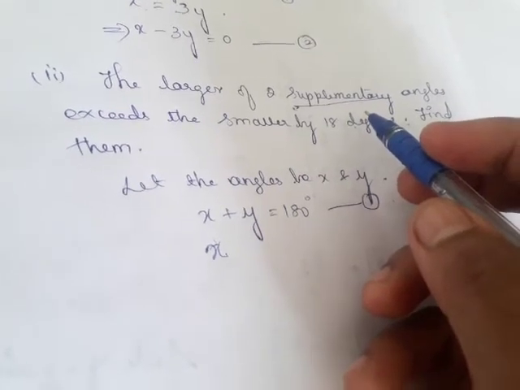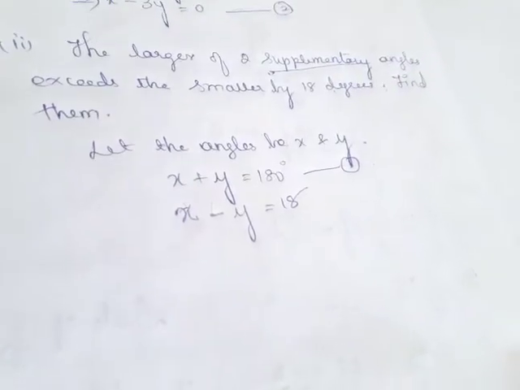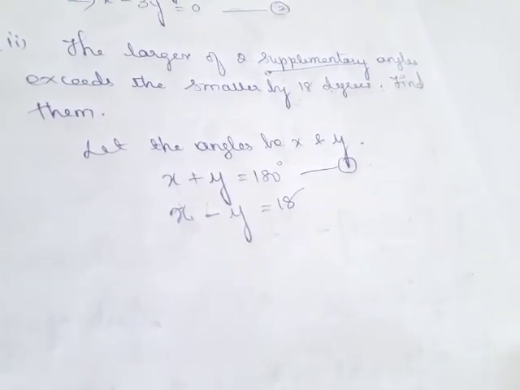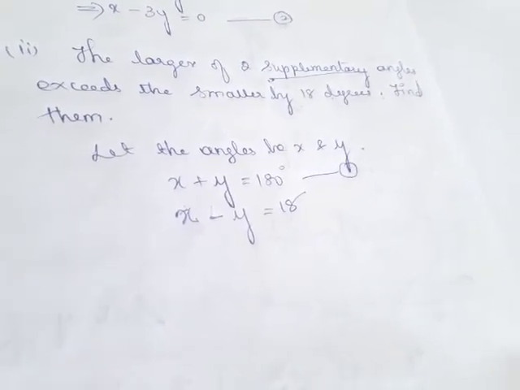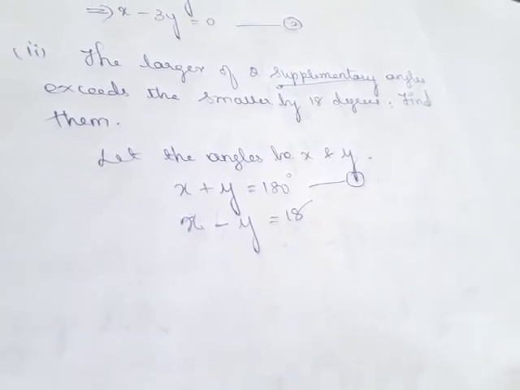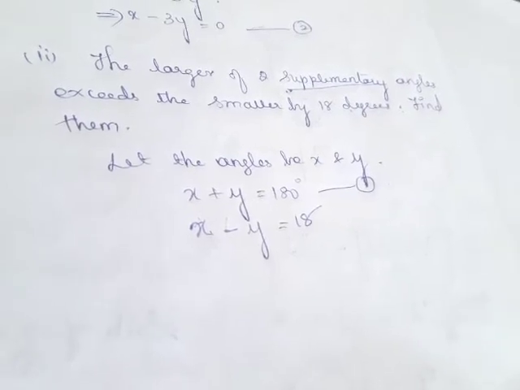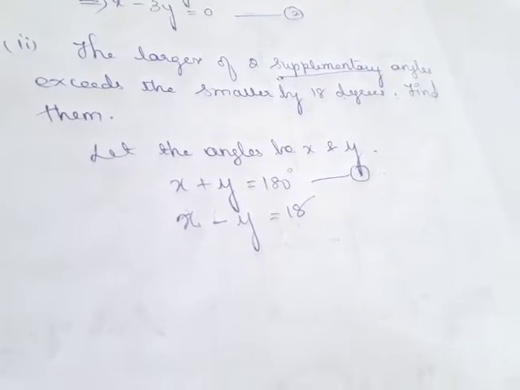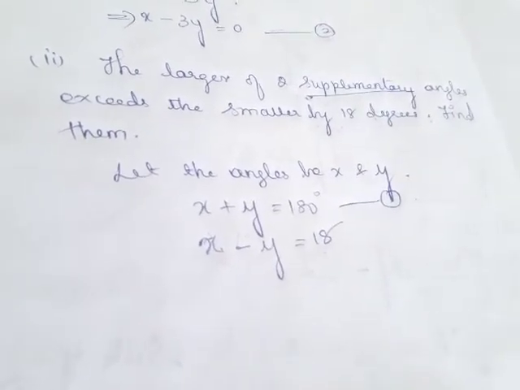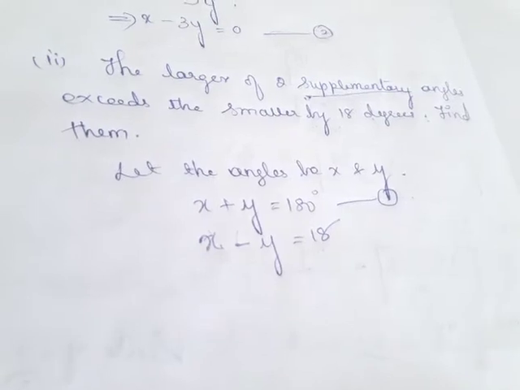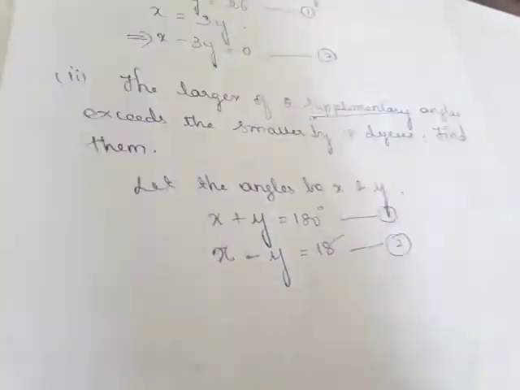The difference between the two angles is 18, right? The larger of two angles exceeds the smaller by 18, or else x equals 18 plus y. Then if you bring y to the other side, it will be x minus y equals 18. Exceeds means more, right? You can take it in two ways. If you want directly, you can write x minus y equals 18, or else x equals 18 plus y, then bring y to the other side. So this is our second equation.